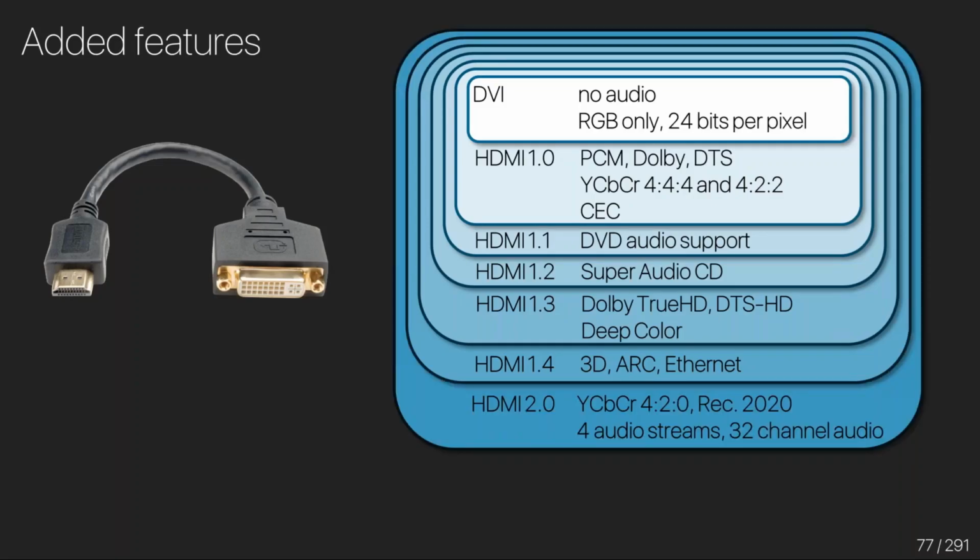And then with HDMI 2.0, that's more or less where we are now. It has 18 gigabits, so we could do the 4K 60 4:4:4. It also has YCbCr 4:2:0, a new sampling method, sorry, it's not subsampling, for YCbCr, and then Rec. 2020, which is a new color space, and more support for more audio channels and streams.